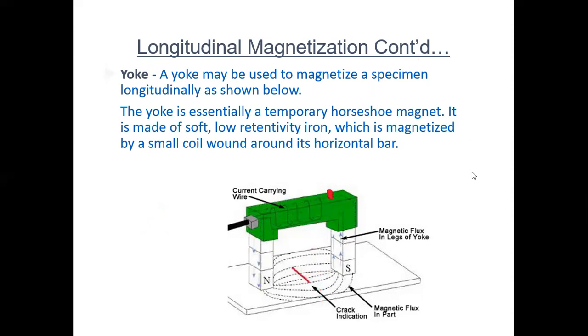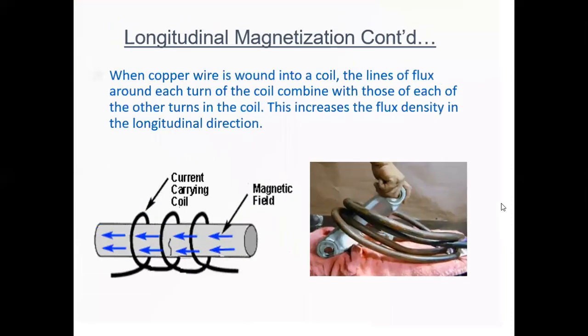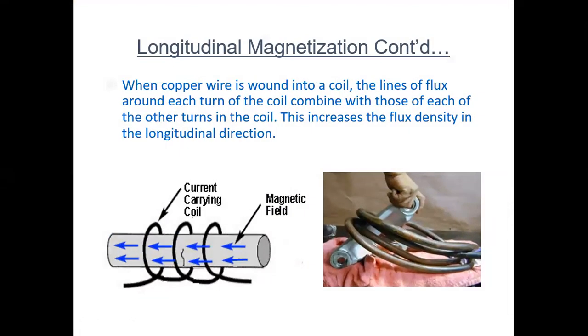This is also an indirect method, because we are not sending current to the specimen. See again these coils, here we should take care, because if you are touching the part directly to the coil, then that particular area we have to inspect next time. While doing inspection the part should never touch the coil.